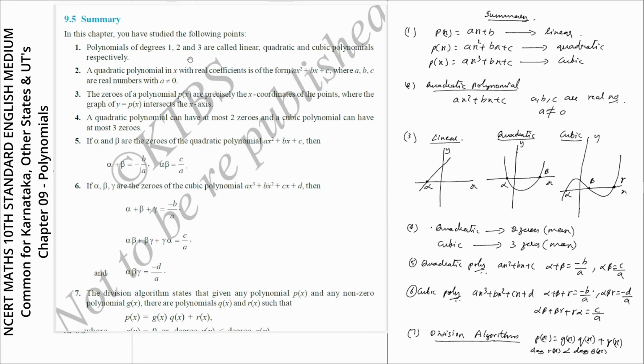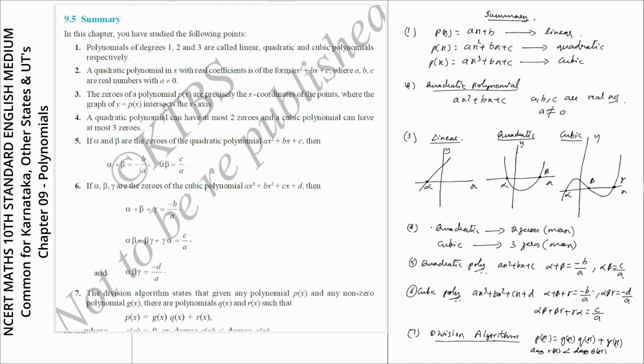Polynomials of degrees 1, 2 and 3 are called linear, quadratic and cubic polynomials respectively. You can see, if the highest power of the variable is 1, then it is linear. If the highest power of the variable is 2, it is a quadratic polynomial. If the highest power of the variable is 3, then it is a cubic polynomial. And a quadratic polynomial in x with real coefficients is in the form ax square plus bx plus c, where a, b, c are real numbers with a not equal to 0.